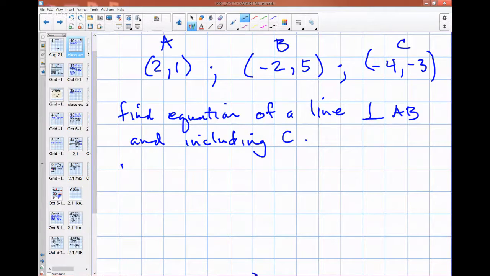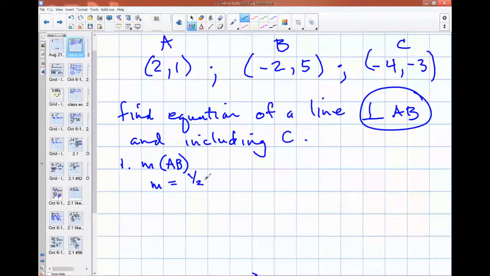Okay, good. Step one is I need to find the slope of AB so that I can capitalize on this part of the given, that it's perpendicular. So we've got to use our slope formula. M equals y2 minus y1 over x2 minus x1.